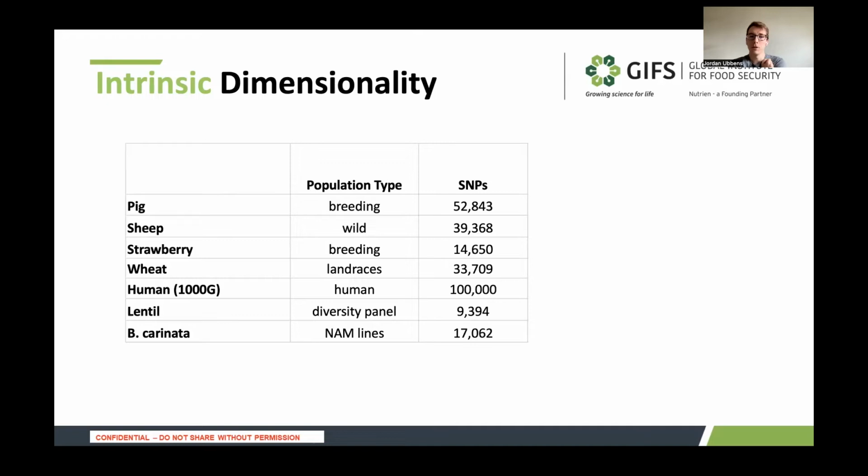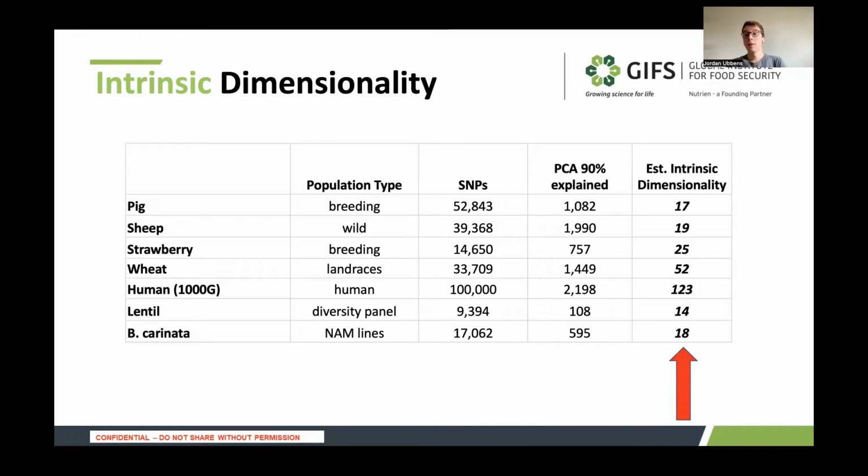These genotype data sets are usually made up of tens or hundreds of thousands of individual SNPs. So here are some examples of some breeding and wild populations, as well as the number of SNPs included in them. The next column over is the number of principal components that explain about 90% of the variance. So this gives you an idea, basically assuming that the data lie on a linear manifold embedded in the space, of how many dimensions you would need to construct about 90% of it.